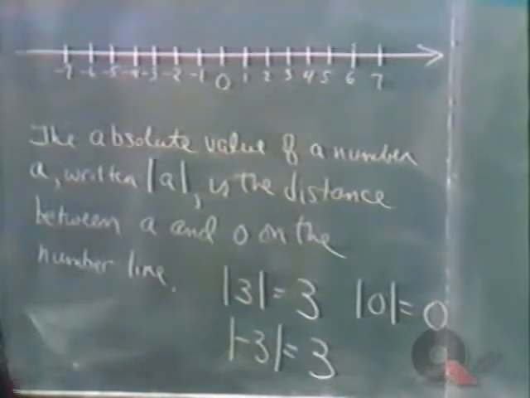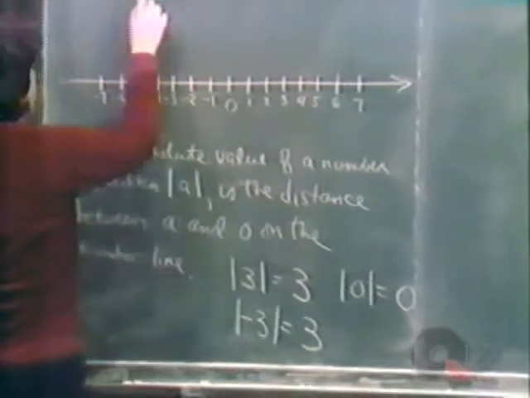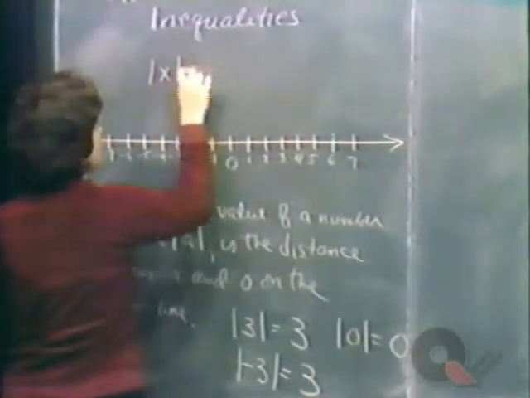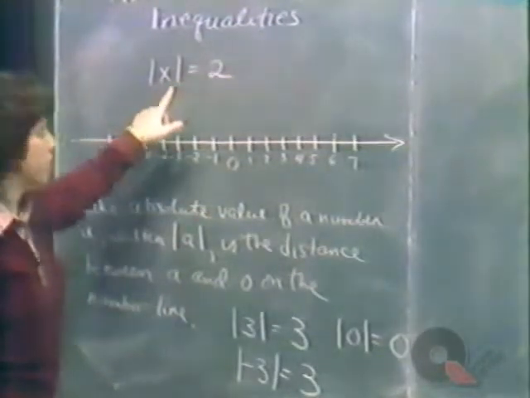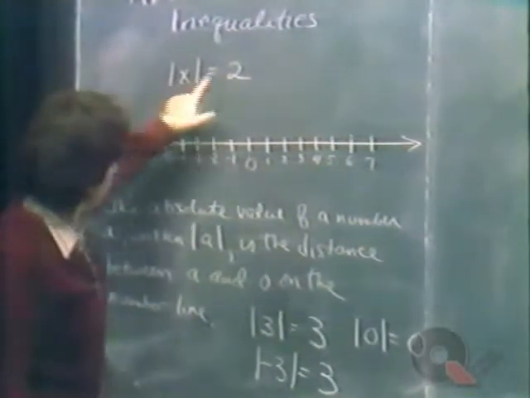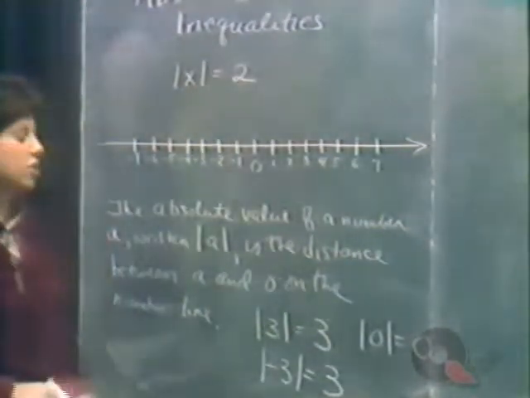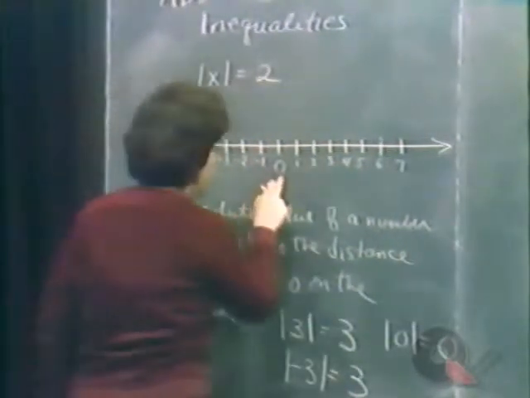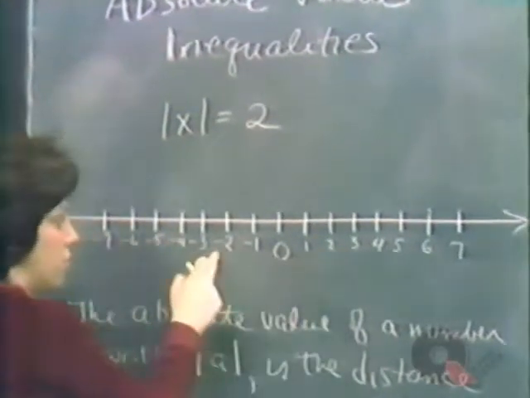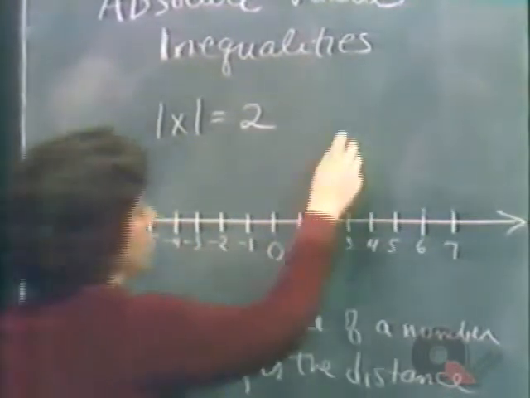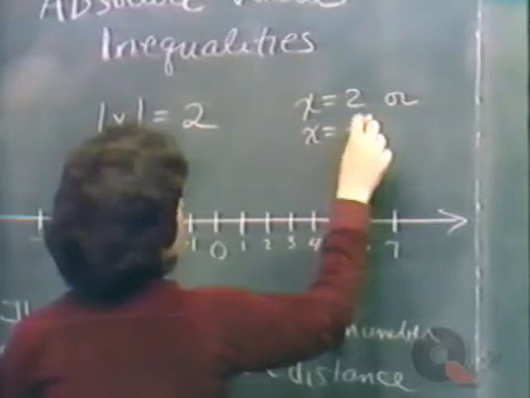If you'll recall, when we wanted to solve an absolute value equation, for example, the absolute value of x is equal to 2, we were trying to find all values of x so that the distance between x and 0 would be 2 units. That is, x should be 2 units away from 0. If you look at the number line here, if x is going to be 2 units away from 0, it could be either 2 units to the right or 2 units to the left. So there were 2 possible answers. x could be either 2 or x could be minus 2.